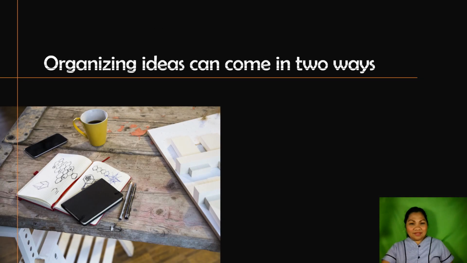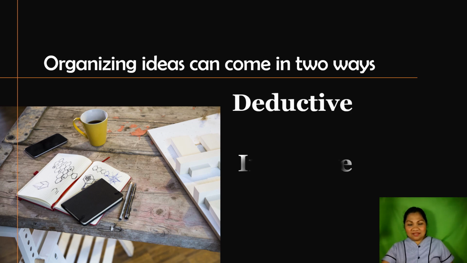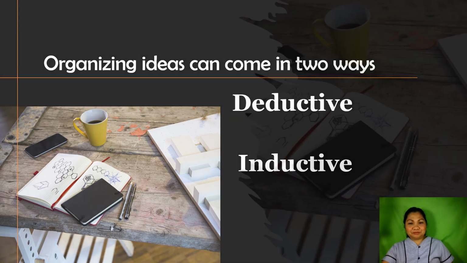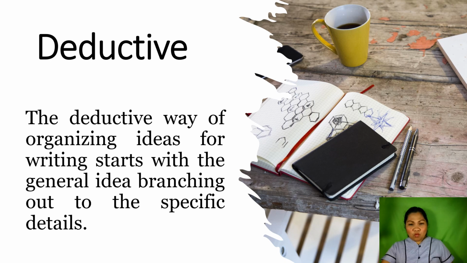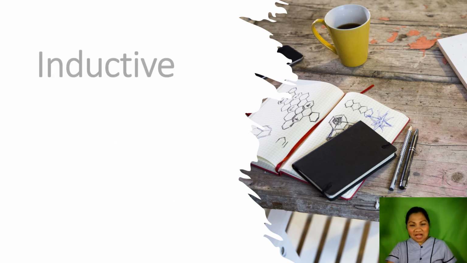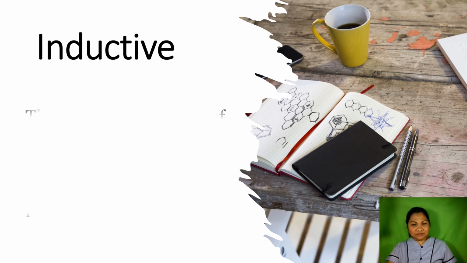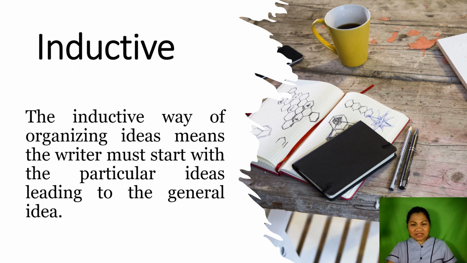There are two ways in organizing ideas. So we have deductive and inductive. What is deductive? Deductive way of organizing ideas for writing starts with the general idea, branching out to the specific detail. Now, what about inductive? The inductive way of organizing ideas means the writer must start with the particular ideas leading to the general idea.